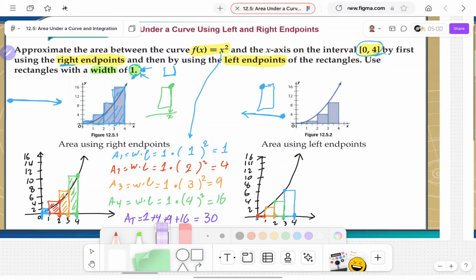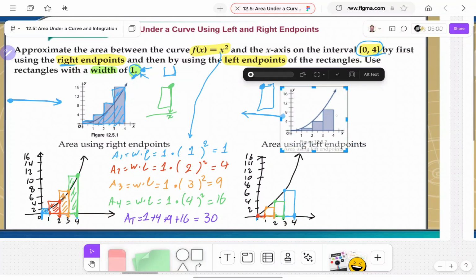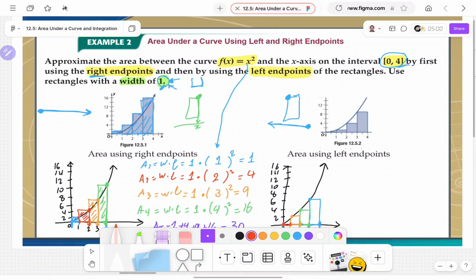Look at this one, it is more clear. This is the first rectangle, this is the second one, this is the third one. Now if you look at the fourth one, which is at 0, it's on the line because it's already touching the line at 0. So I don't have height. So the last one is 0.